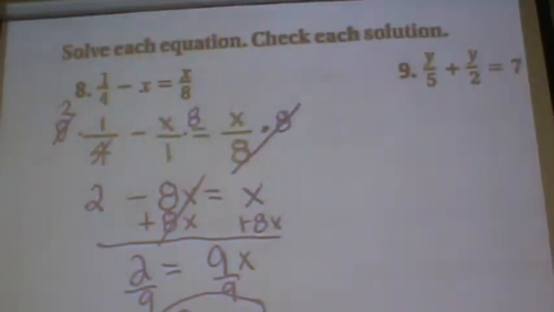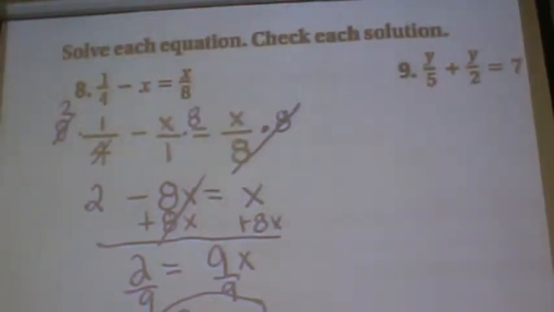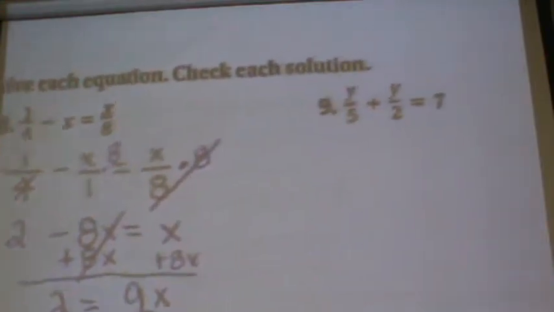Is there anyone not understanding this one? You need to give me a thumbs down. You don't get it? So far, okay? Yes. Okay, next one, number 9.